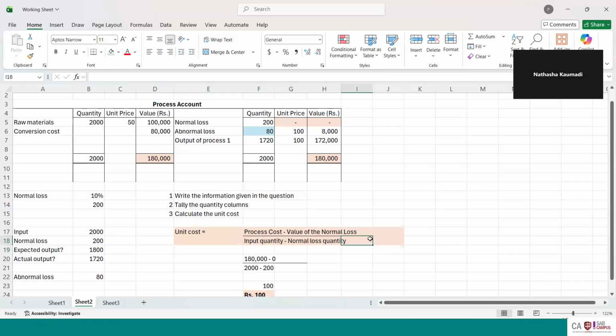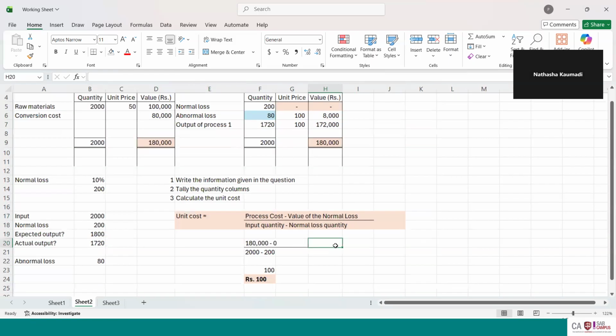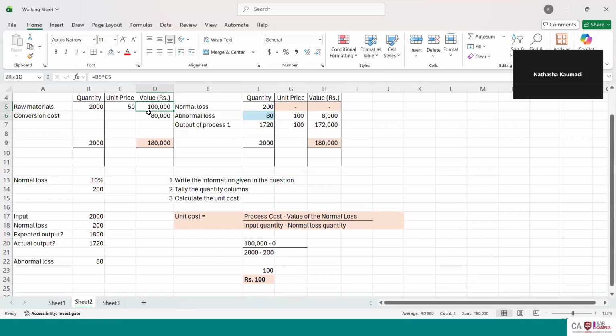Always you need to write this formula: process cost minus value of the normal loss, divided by input quantity minus normal loss quantity. So process cost you can calculate by adding raw materials and conversion cost together. That is 180,000. And then do we have a value for normal losses? No. Usually we don't put a value for normal losses. In that case, the value of the normal loss would be 0.